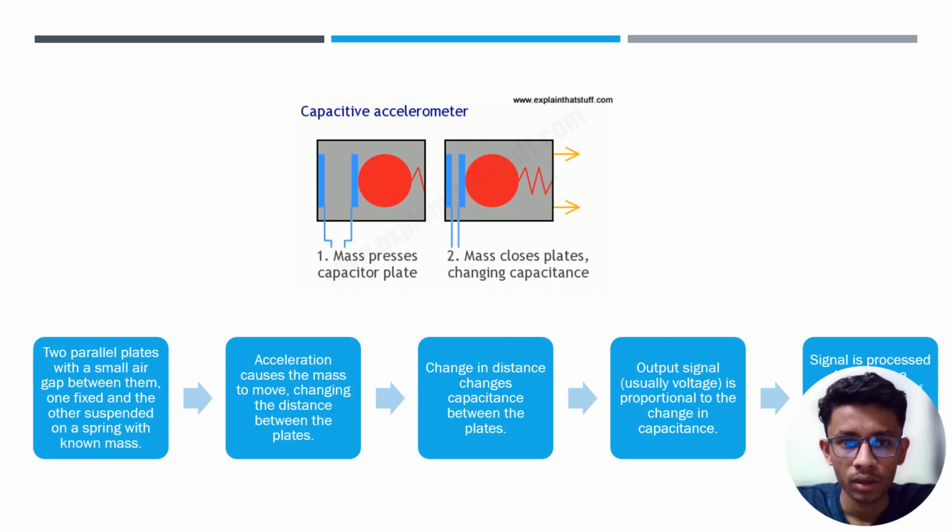Step-by-step working of a capacitive accelerometer is as follows. There are two parallel plates, one is stationary, the other is movable. Acceleration causes one plate to move relative to the other plate. This change in distance causes a change in capacitance. The output signal, which is typically a voltage signal, is proportional to the change in capacitance. This signal is then processed to quantify acceleration along the axis of the accelerometer.